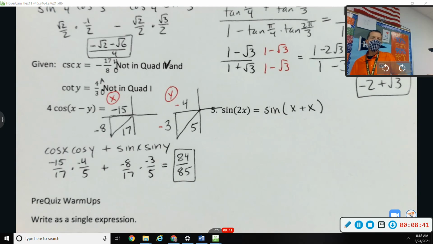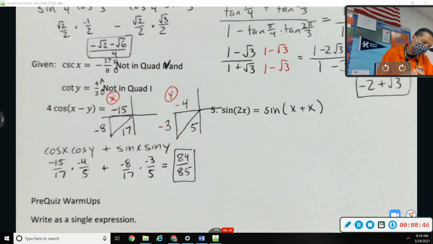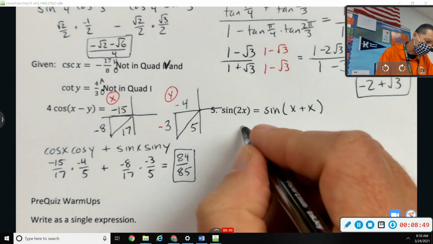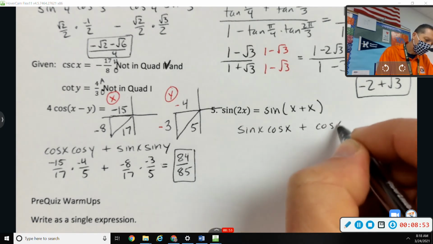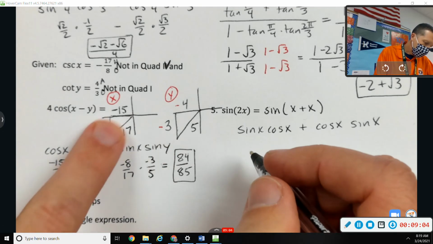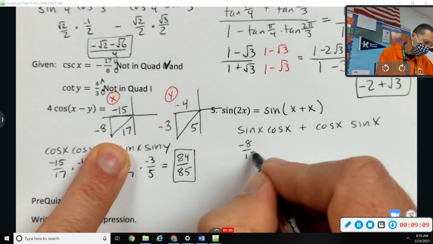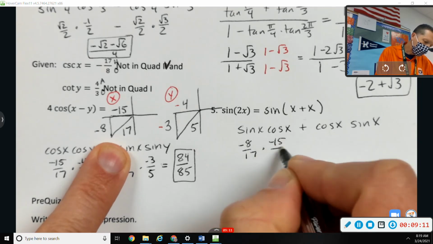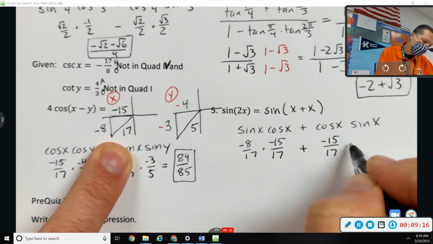All right, number 5, we've already got the pictures drawn, so I just need to expand sine of x plus x. So sine x cosine x plus cosine x sine x. So I don't even need the y picture for this problem. I just need the x picture. So sine of x is negative 8 seventeenths. Cosine of x is negative 15 seventeenths. And then same values over here.